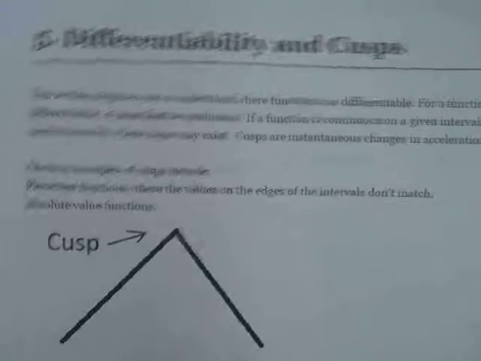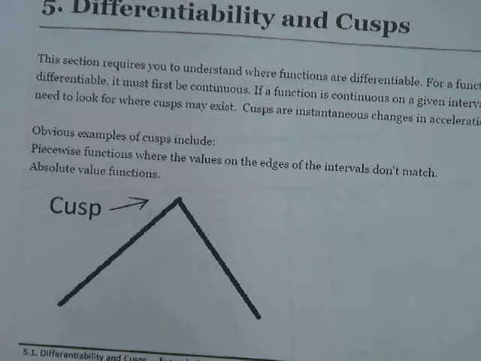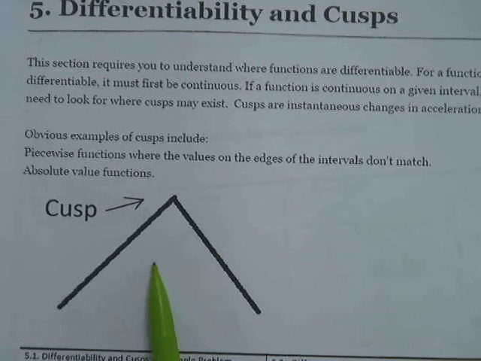All right, we're doing section 5, differentiability and cusps. Differentiability: is the derivative continuous? To test for differentiability, the first thing we're going to do is figure out if a function is continuous. If it's continuous, then all we have to do is check whether the derivative is also continuous. And so all we have to do is check for cusps.